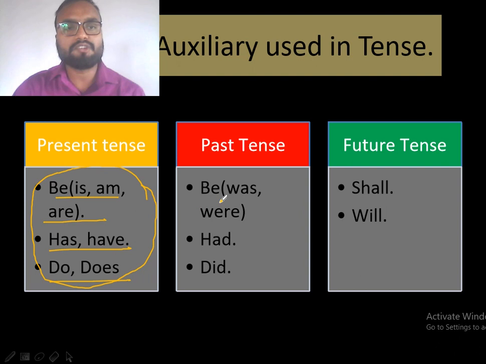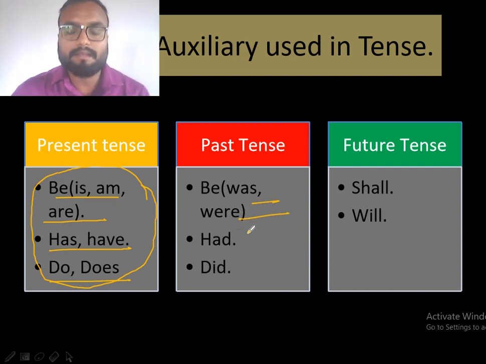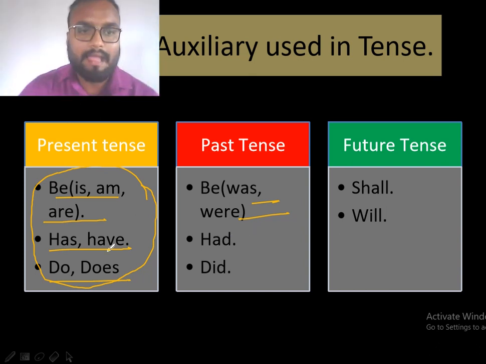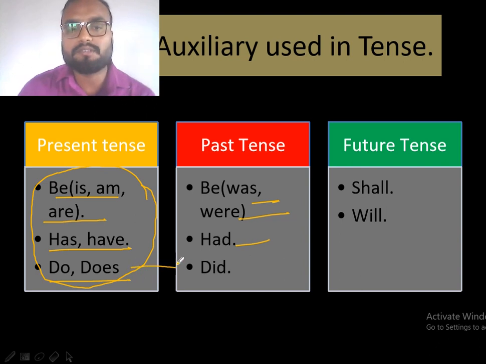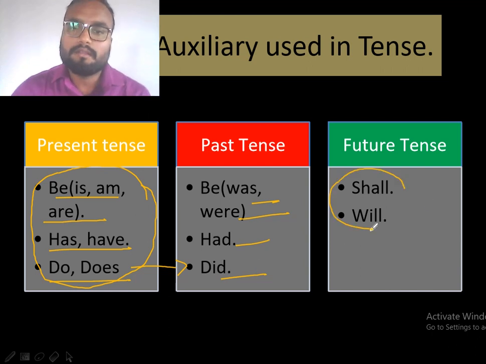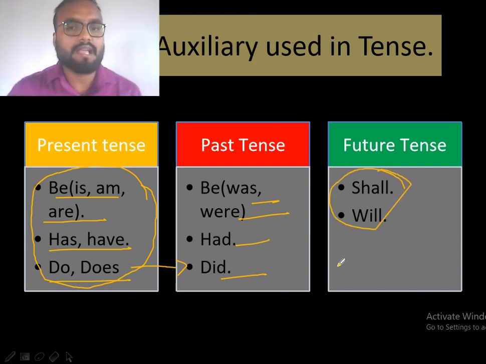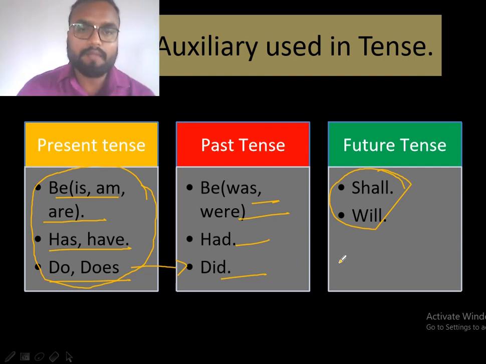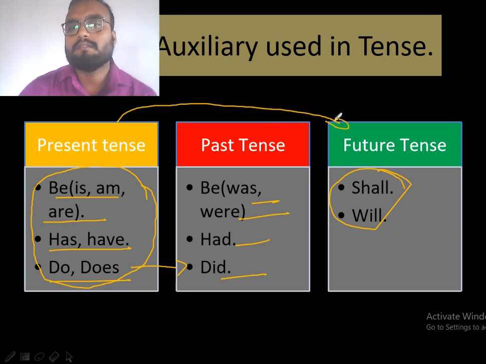In present tense it is is, am, are. In past tense it is was and were. And it even has a third form, that is the past participle form, and that is been. And has and have have a past form, that is had, which is used in past tense. Do and does again have a past form, that is did, which is used in past tense. And future tense takes these two auxiliaries, shall and will. And future tense along with shall, will, it takes the auxiliaries which are used in present tense also.